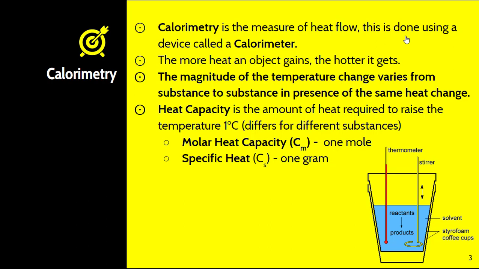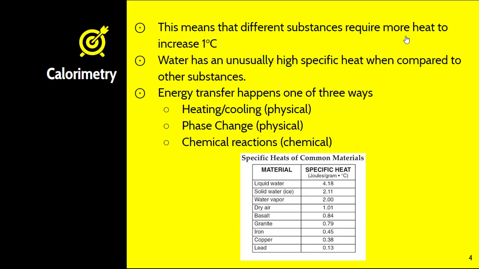Now, there are two different types of heat capacity that we are going to focus on here. We have what's called molar heat capacity, and essentially that's the specific heat for a mole of the substance. We've talked a little bit about specific heat before, and that is represented by the letter C, and that's focused on 1 gram. So if you remember seeing 4.18 for water, that is the specific heat. The molar heat capacity is going to be something quite a bit different. As we talked about before, this means that different substances require different amounts of heat to increase 1 degree Celsius.